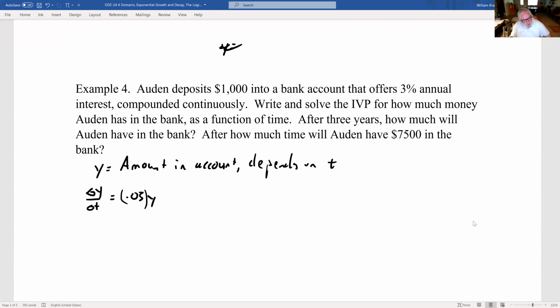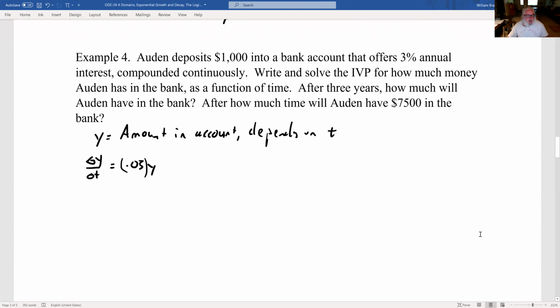If you have $1 million, you get $30,000. If you have $1,000, you get $30, right? So it depends on how much you have in the account. And so your change is proportional to what we have. So this is a model for this. We think about delta y over delta t is going to be this. And then if we let delta t collapse down to 0, we get the differential equation dy dt equals 0.03y. And that's of the form that we just solved.